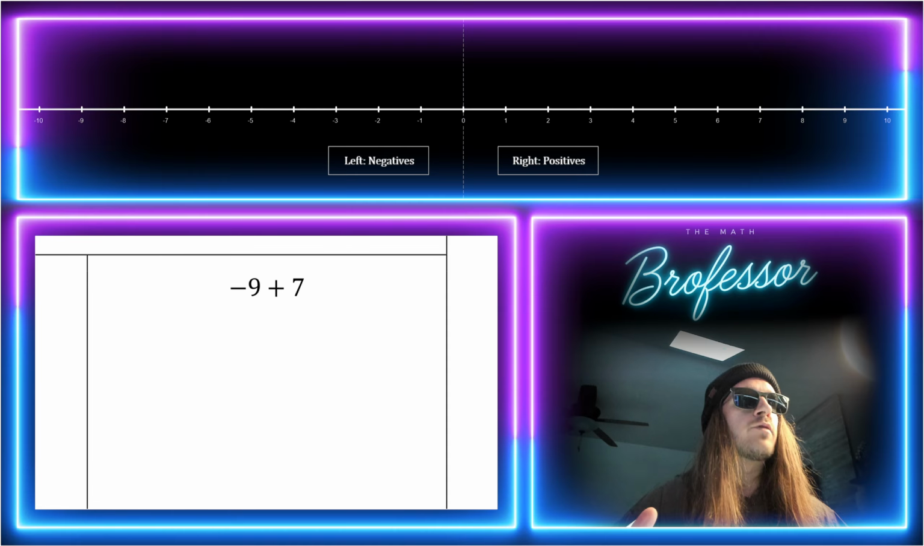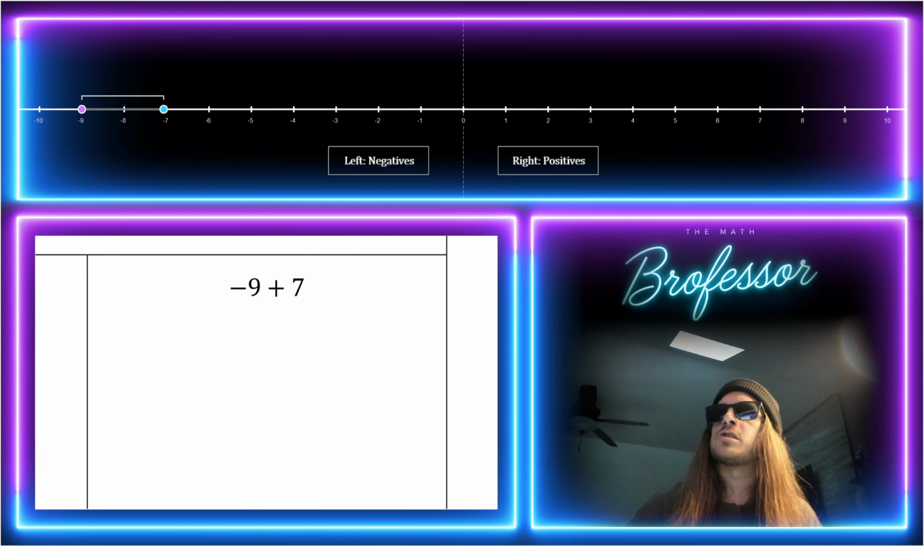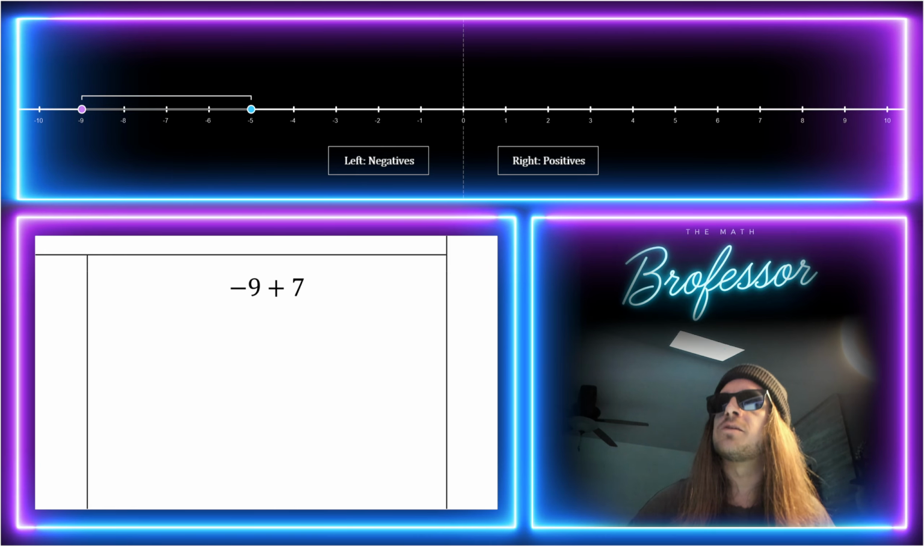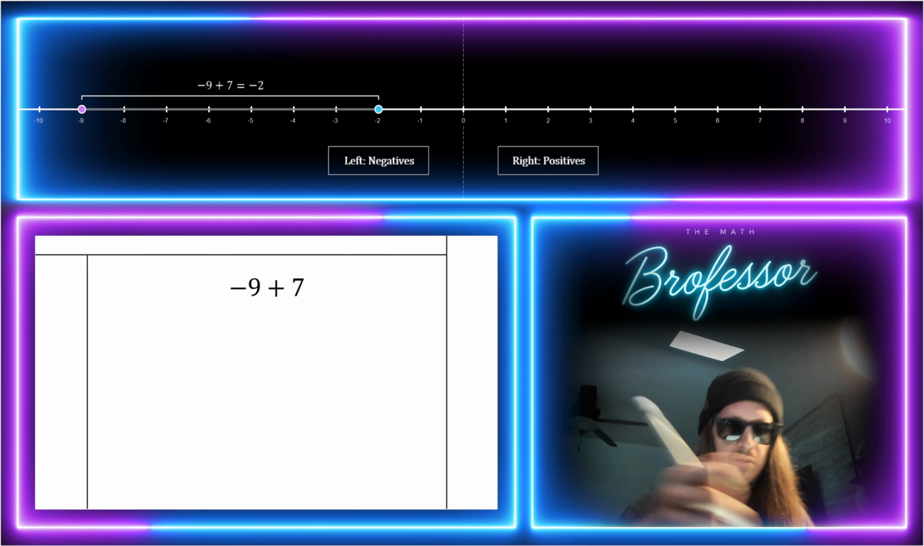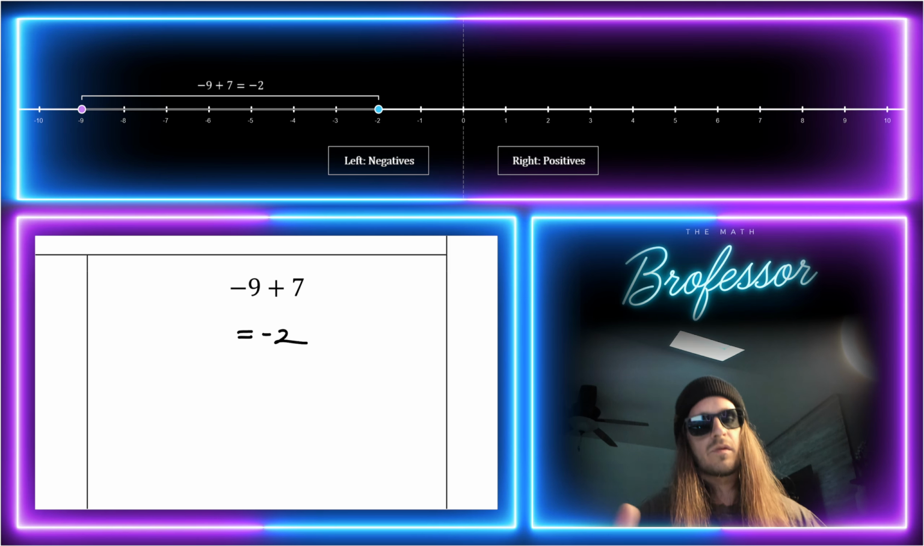Negative 9 plus 7, we're going to start on negative 9 and move 7 units to the right. And we'll see where that lands us. Where do you think that's going to land us? Think of the answer before we get there. It will be negative 2. Negative 9 plus 7 is negative 2. All right.